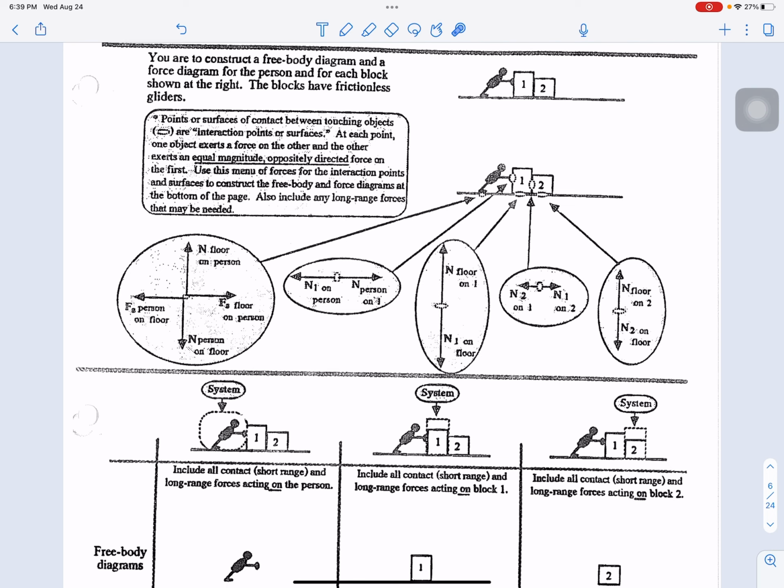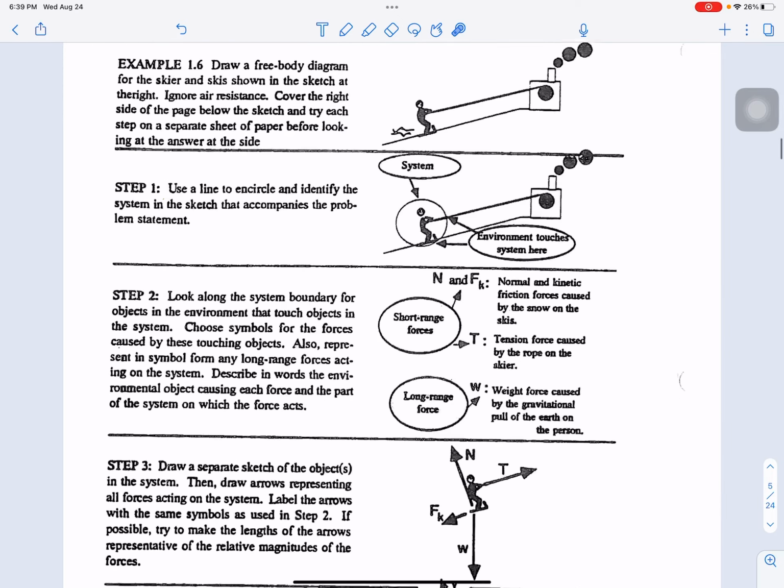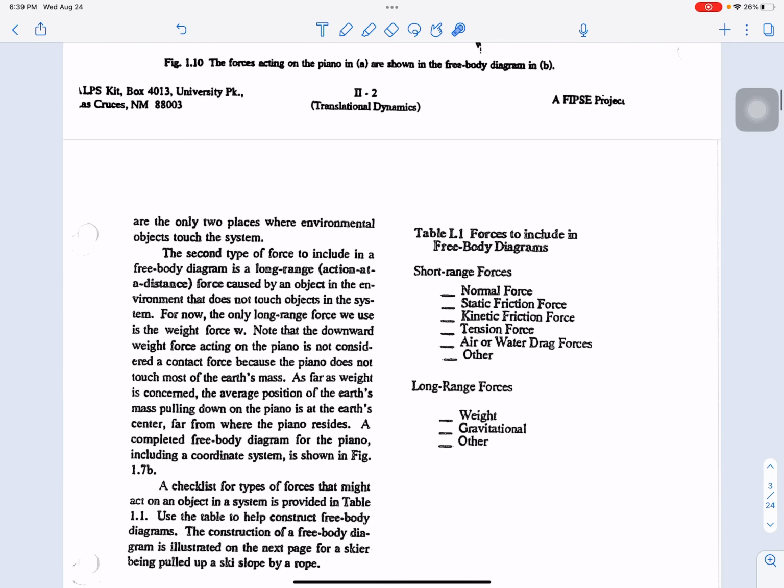And then that is actually Newton's third law. You may have heard to every action there is an equal and opposite reaction. Horrible wording, but basically that's what it is right here. We will improve that wording eventually. And then we want to use this menu of forces for the intersection points and surfaces to construct the free body diagram. And that menu, again, just to remind you, is back here.